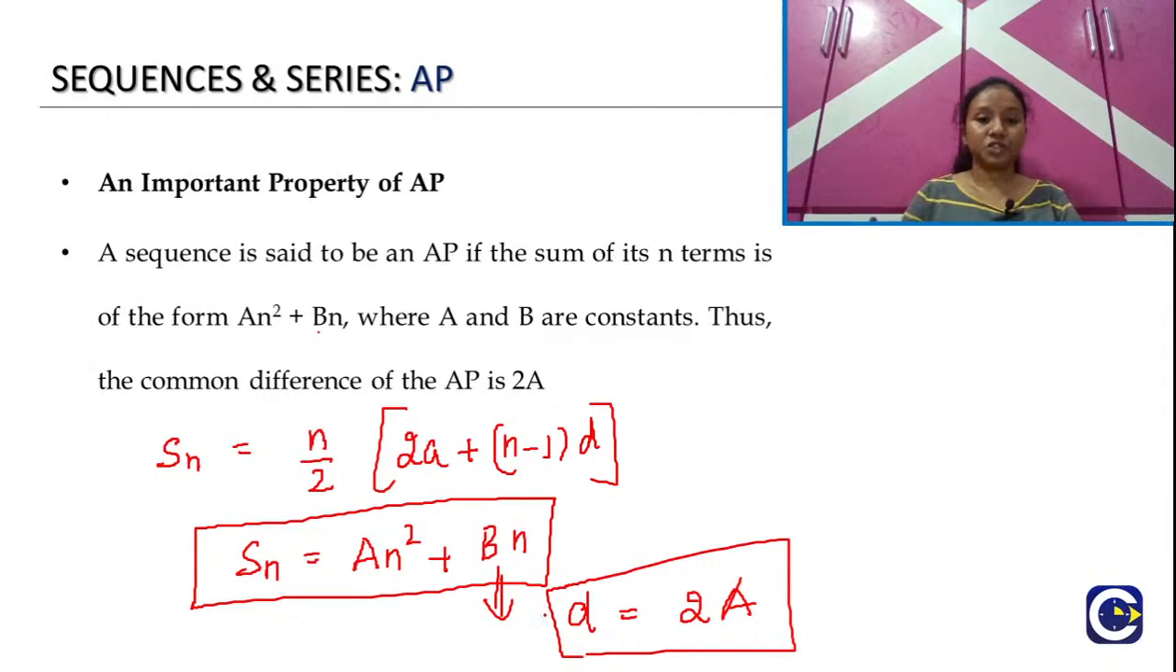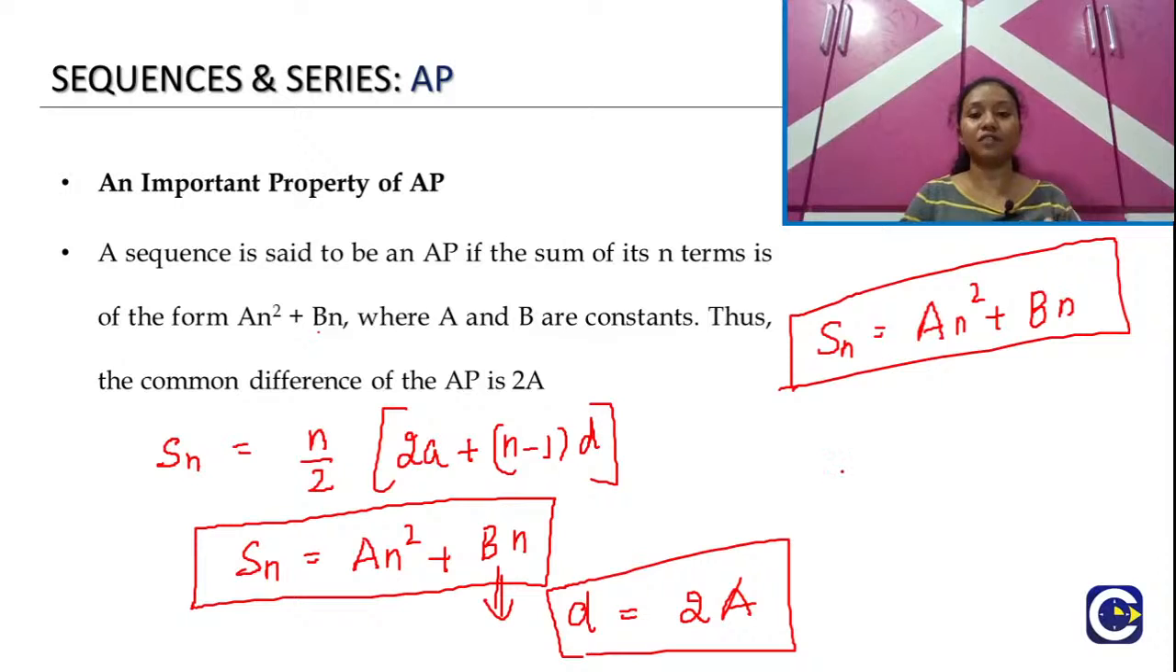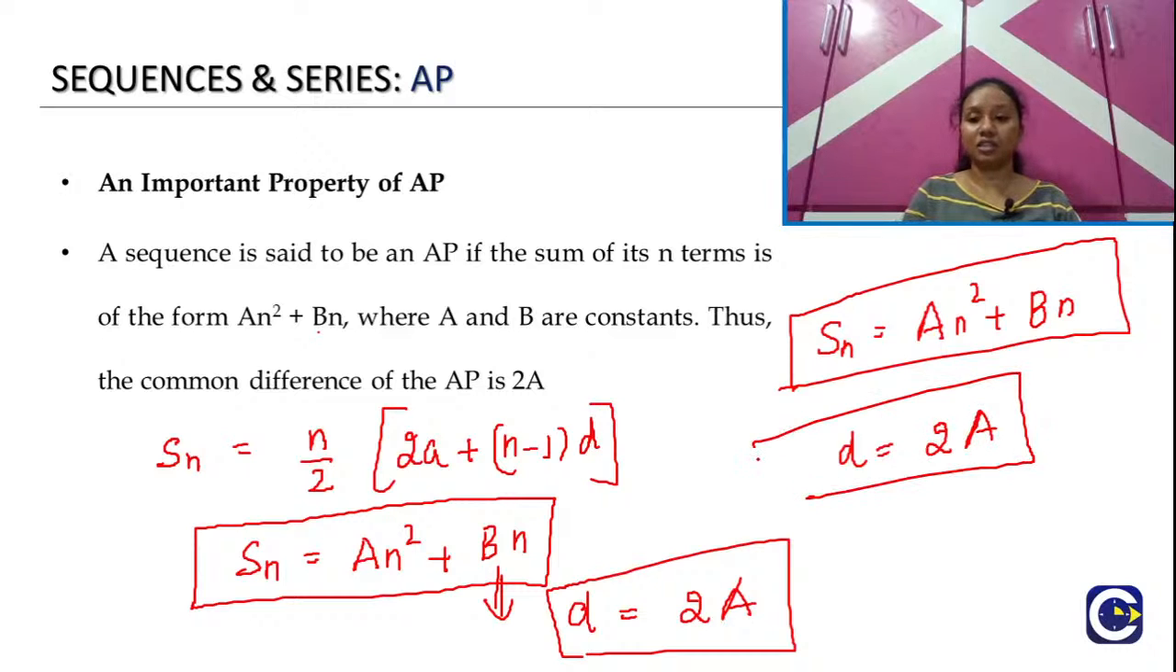Right. So this is one way of representing the sum of n terms. Suppose in any given question the sum of n terms of an AP has been represented in this format of A n squared plus B n. There is no need to reduce this into the typical standard format in order to find the common difference. From this representation itself, we can determine the common difference of the arithmetic progression, which is given by 2 into this capital A.